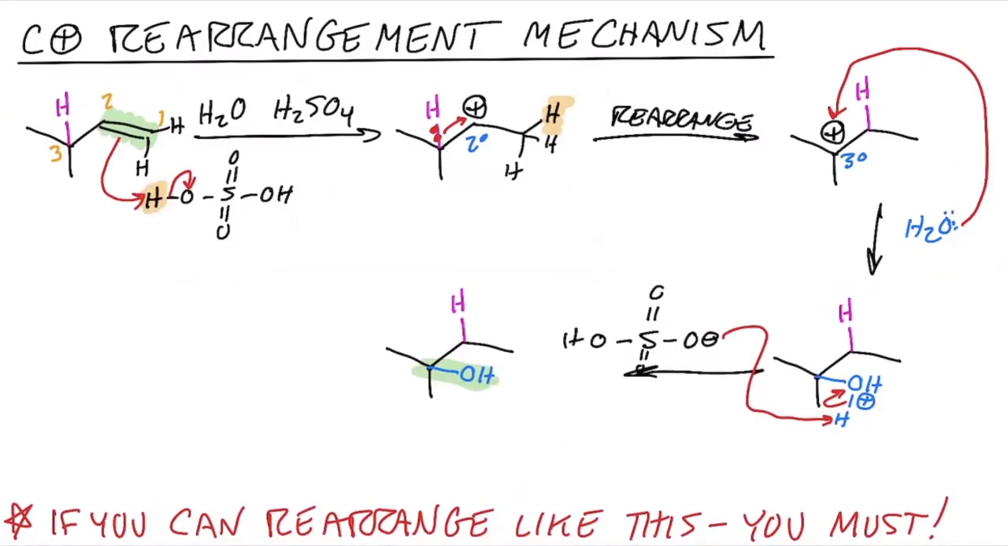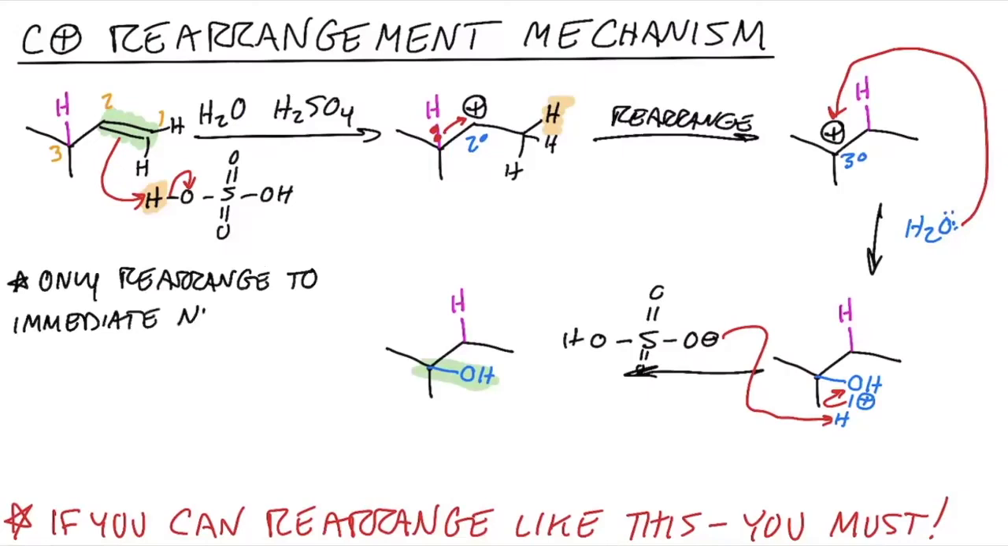There's a couple of caveats to that. We want to rearrange, but we only want to rearrange to whatever is directly next to us. We can't do this over the other side of the molecule. It has to be immediately next door. That's why when we had the carbocation here in the middle of the molecule, we looked at this carbon and this carbon. We ignored these methyl groups out here because they're too far away. Only the immediately adjacent neighbor carbons are available for us to rearrange to.